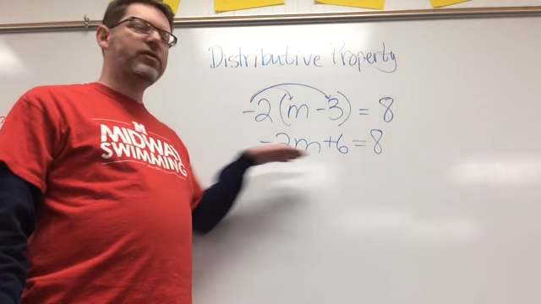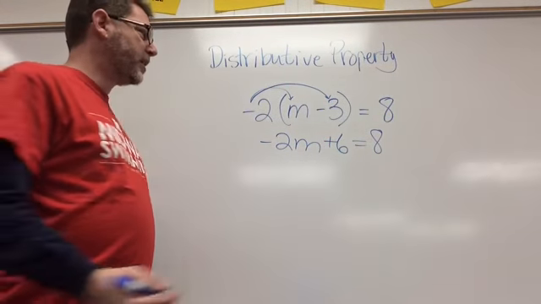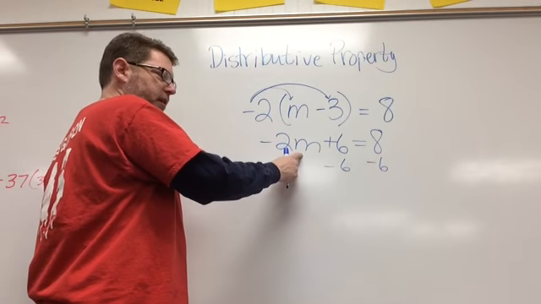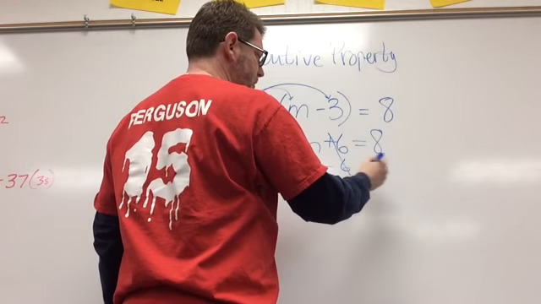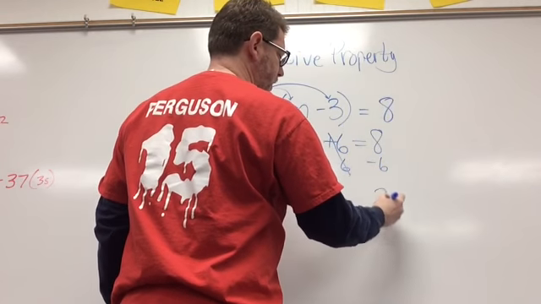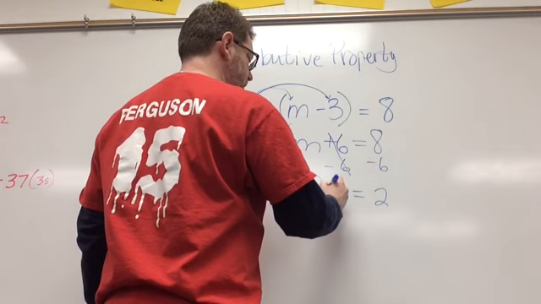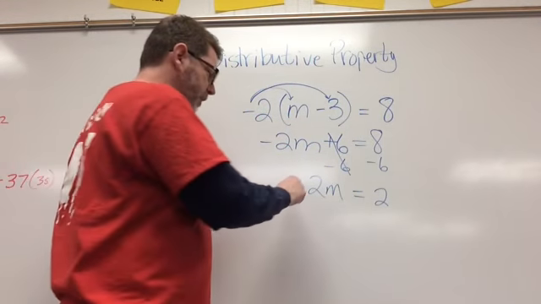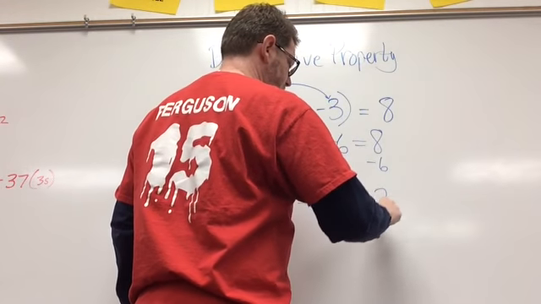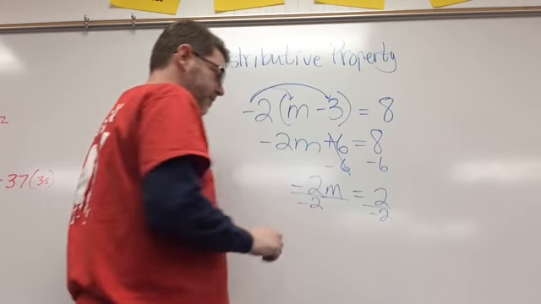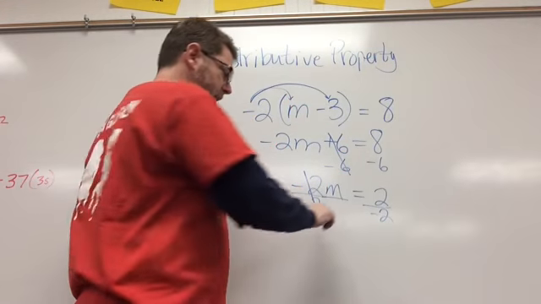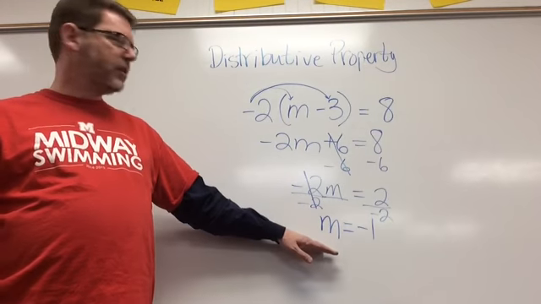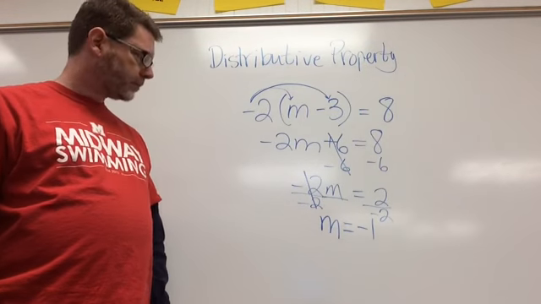Now I'm going to solve this two-step equation just like I have been. The first thing I have to do is subtract 6 from both sides, because I'm trying to isolate my variable. Those cancel, and I'm left with 0, and 8 minus 6 is 2. So negative 2m is equal to 2. Now I divide both sides by negative 2. That cancels out to equal 1m equals negative 1. So my solution to this equation is m equals negative 1.